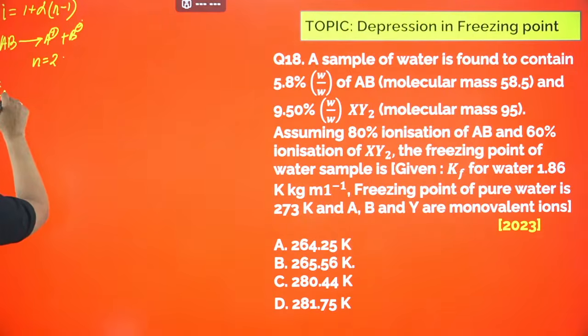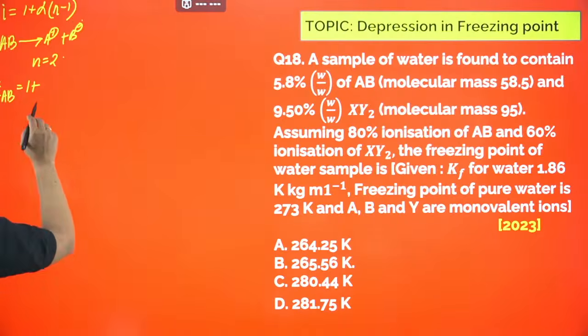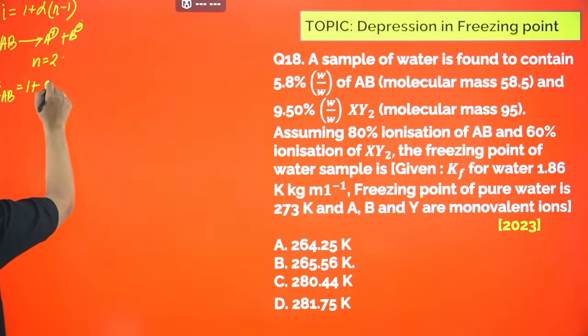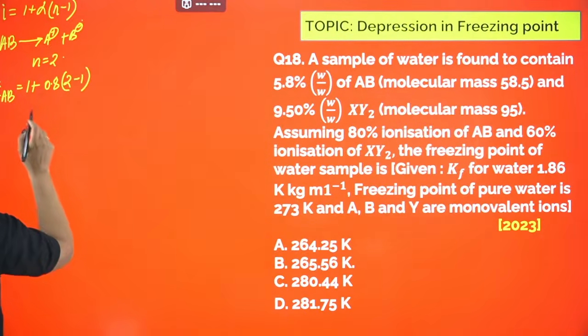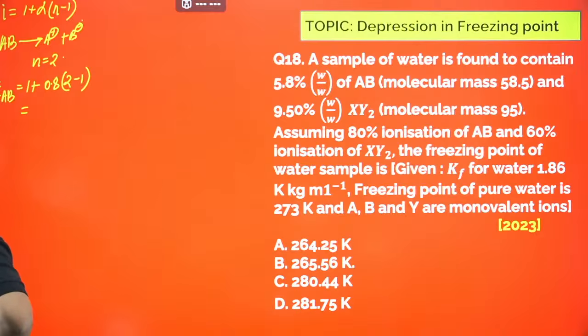So i of AB is 1 plus, see 80% ionization, right? 80% means 0.8. Alpha is going to be 0.8 into 2 minus 1. Okay, if you calculate, it will be 1.8 I guess. Let me know if I am wrong.